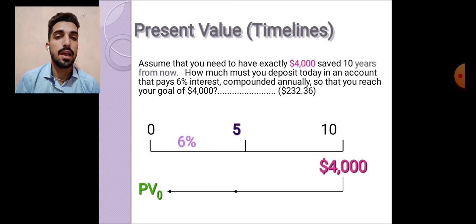Present value timelines. Assume that you need to have 4,000 saved 5 years from now. How much should you deposit today in an account that pays 6% interest compounded annually so that you reach your goal of 4,000?